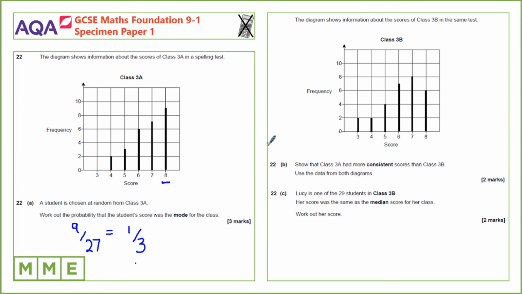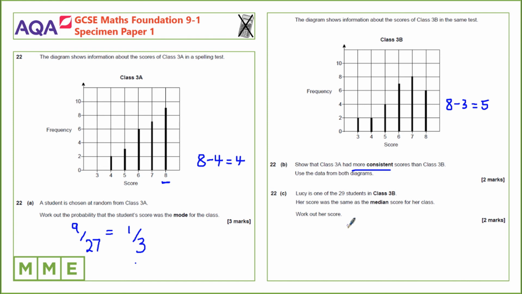22b. The diagram shows information about the scores of Class 3B in the same test. Show that Class 3A had more consistent scores than Class 3B. For consistency, we're looking at the range of the data. In Class 3A, the highest score was 8, and the lowest score was 4. So the range of the data is 4. In Class 3B, the highest score was 8, and the lowest score was 3. So the range of the data is 5. Since the range for Class 3B is higher than the range for Class 3A, that means Class 3A are more consistent, which is what we were asked. So, by comparing these two ranges, we can see that Class 3A have more consistent scores.